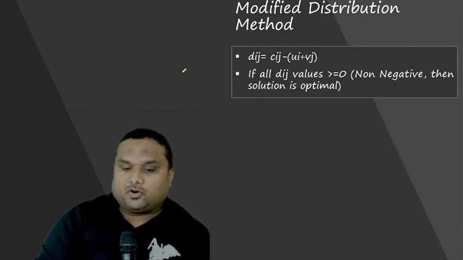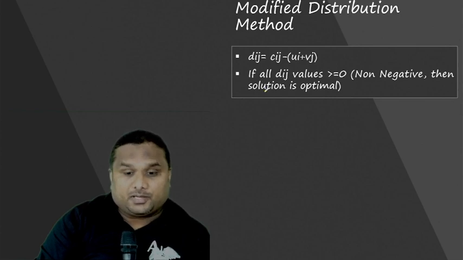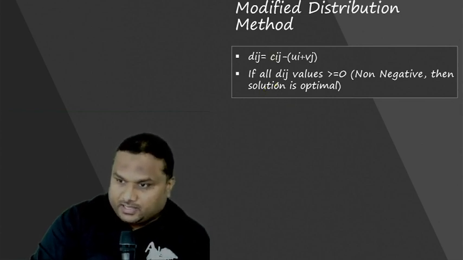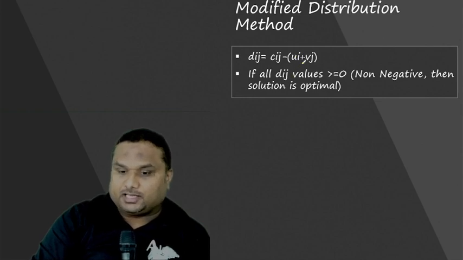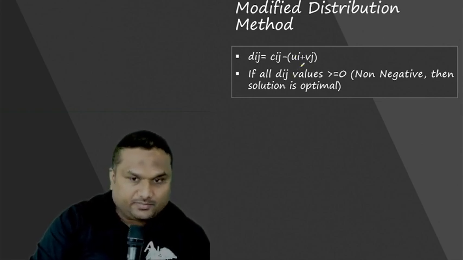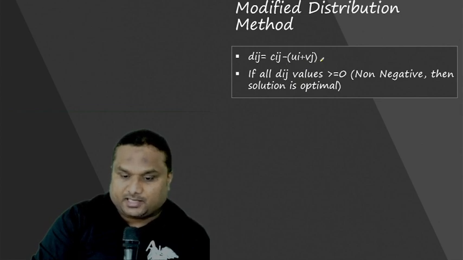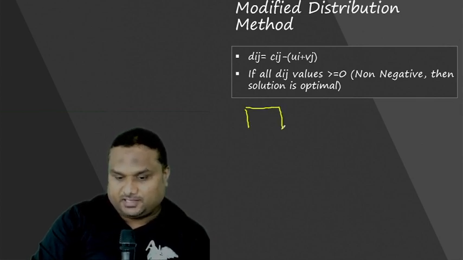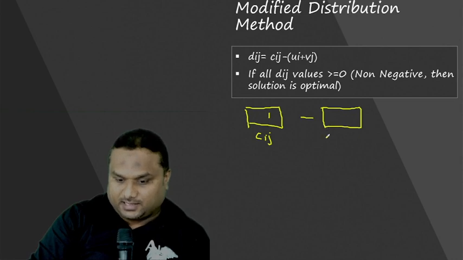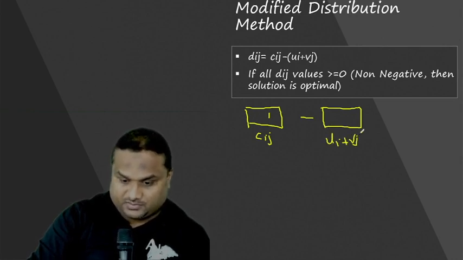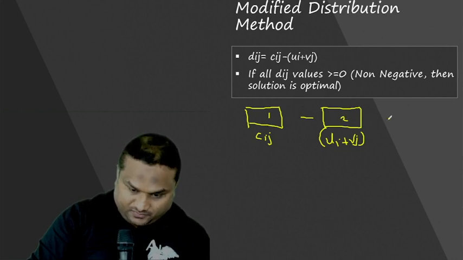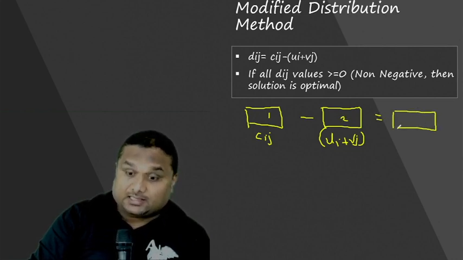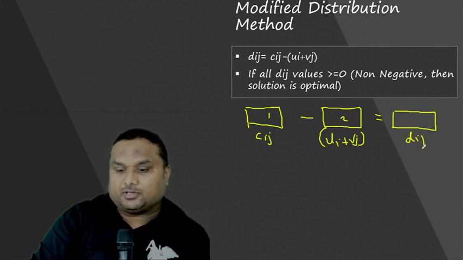Now, listen. In the modified distribution method, the test of optimality is done through Dij. Dij equals Cij minus (Ui plus Vj). Don't think of it in a complex way. It is very simple. The first matrix is called Cij. From the first matrix, we deduct the second matrix, Ui plus Vj, and finally we get the third matrix, called Dij.